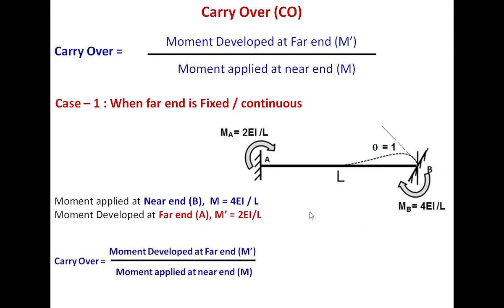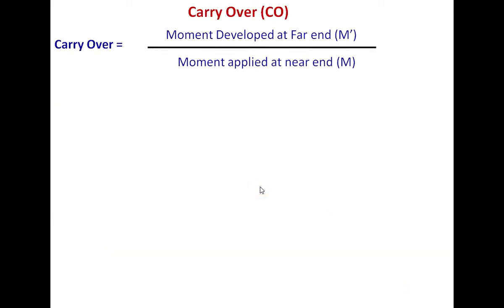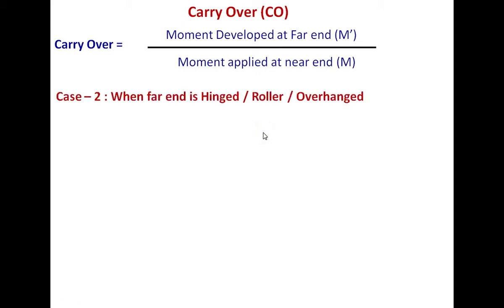So as per the definition of carryover, when we take the ratio of M dash by M, it is going to be 2EI by L upon 4EI by L, that is half. Now what does this carryover say? This half carryover says that when you apply any moment here, half the moment will be developed automatically at the far end, because of the fixity condition, and the direction will remain the same. So this is how we will remember this: carryover equal to 1 by 2 when the far end is fixed or continuous. Let's take the carryover in the second case, when the far end is hinge, roller or overhang.